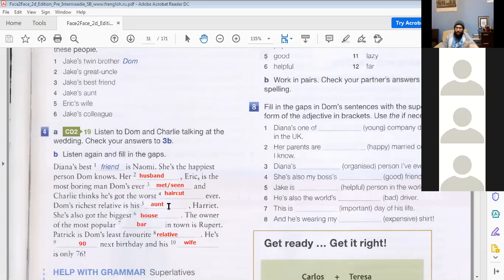Are they correct? Yes. Number 3, he is 70. Met. Number 3, met. Correct. Met is correct, not seen. Yes, Selma, what did you say? I said 3 met. That's correct. Yeah, met is the right answer.